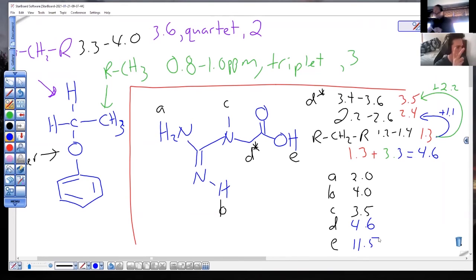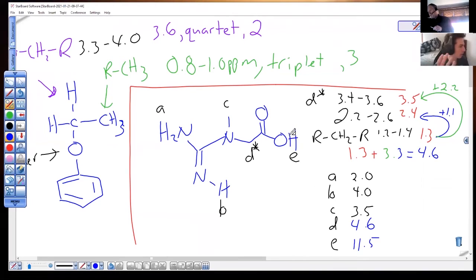Yeah, because you have two very electronegative oxygens. Basically this thing spends quite a bit of time not even attached to the oxygen, but as a proton.